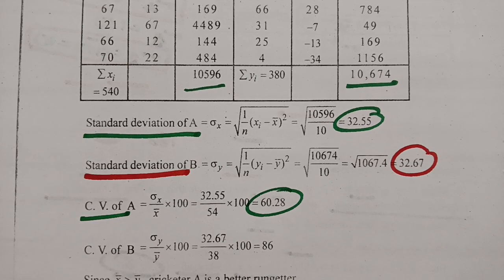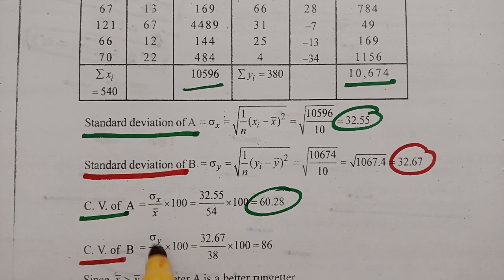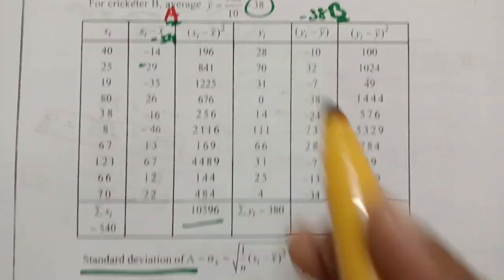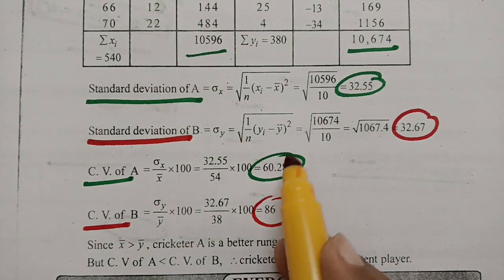And next one, CV of B. CV of B is also the same formula, sigma y by y bar into 100. What is the sigma y? That is 32.67 by y bar. So y bar is nothing but 38, into 100. The value here is 86.